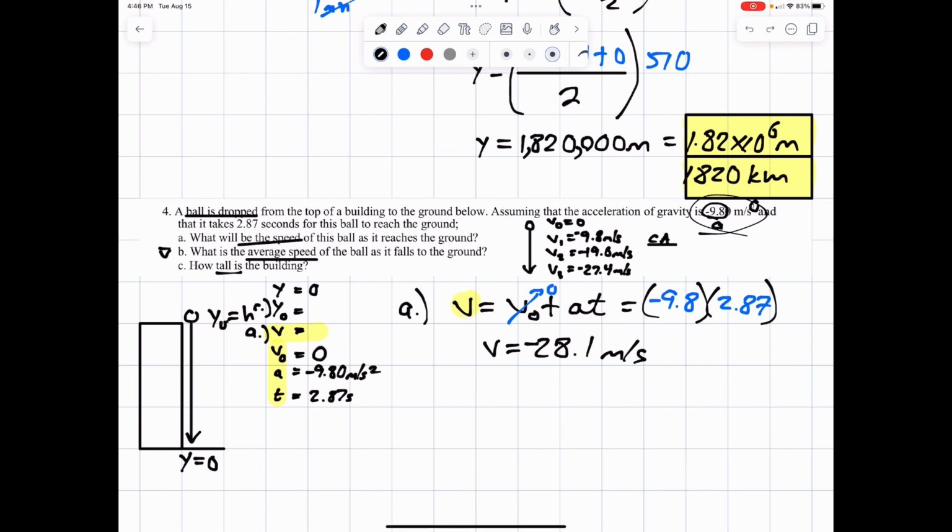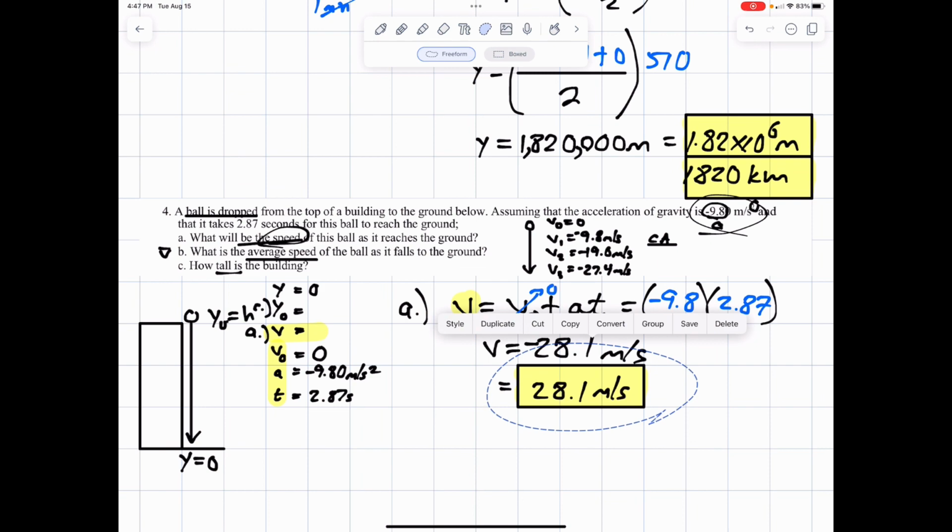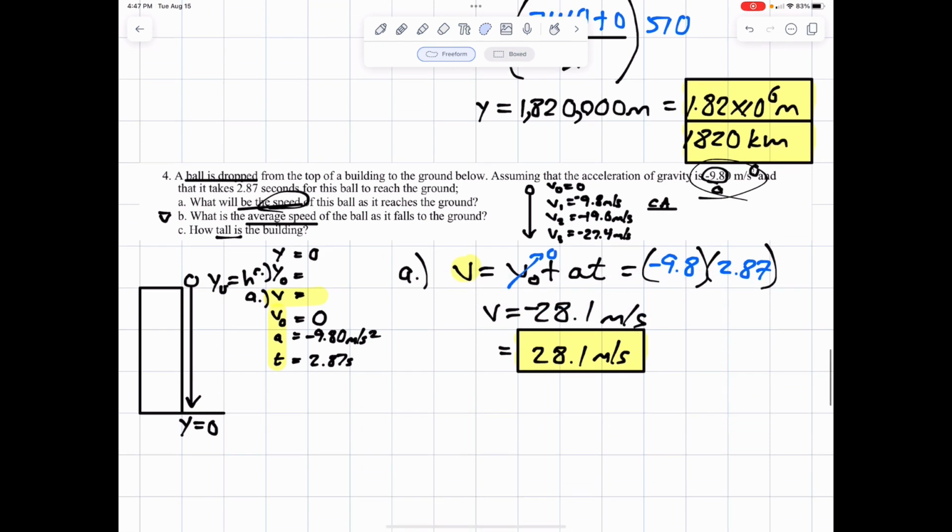The ball's dropping, okay? But the question said, what is the speed? So the speed is the absolute value of the velocity, meaning just 28 meters per second. So I'm just going based upon how the question was formed. If the question was asking for velocity, my answer would have been negative.